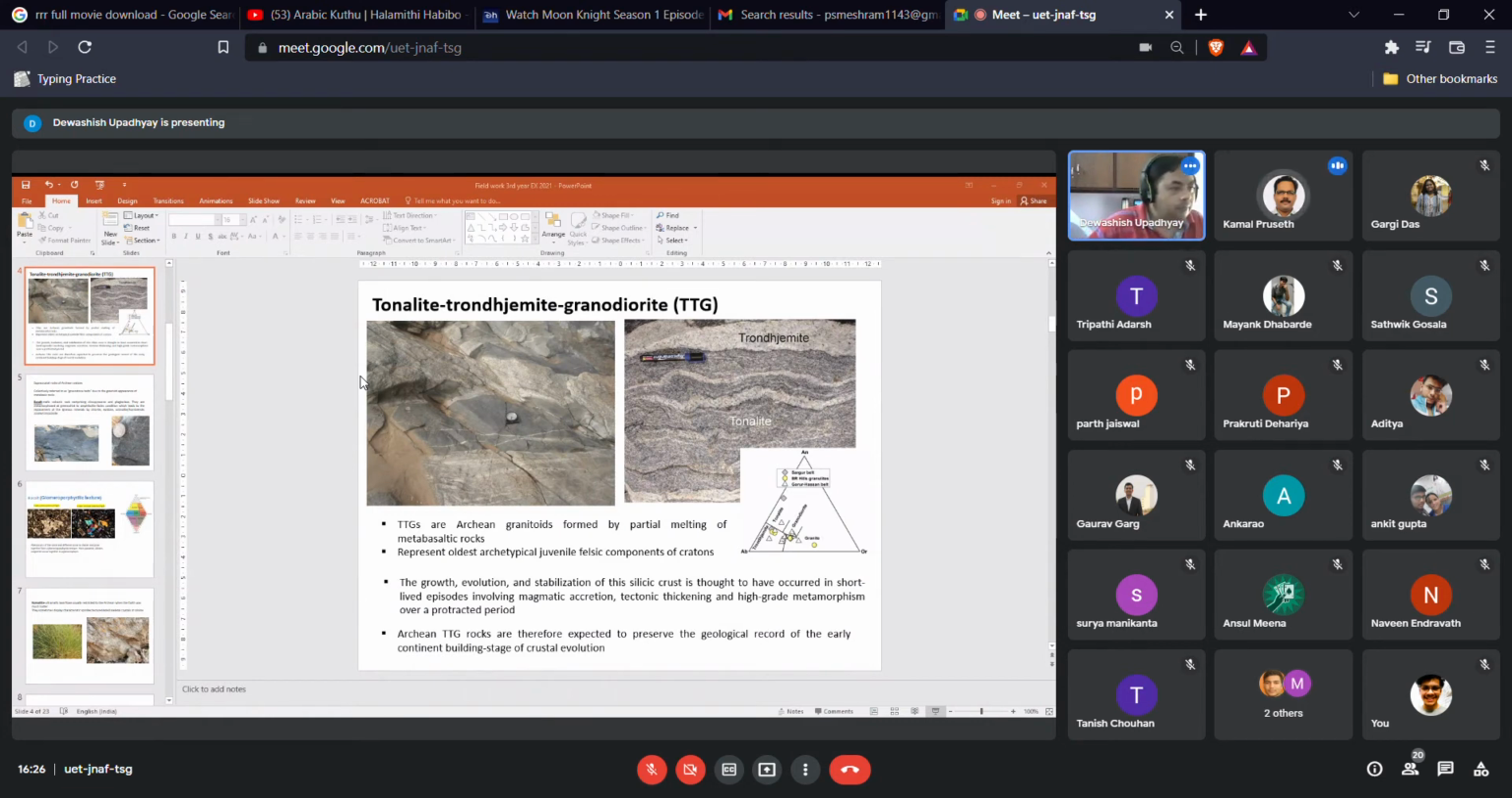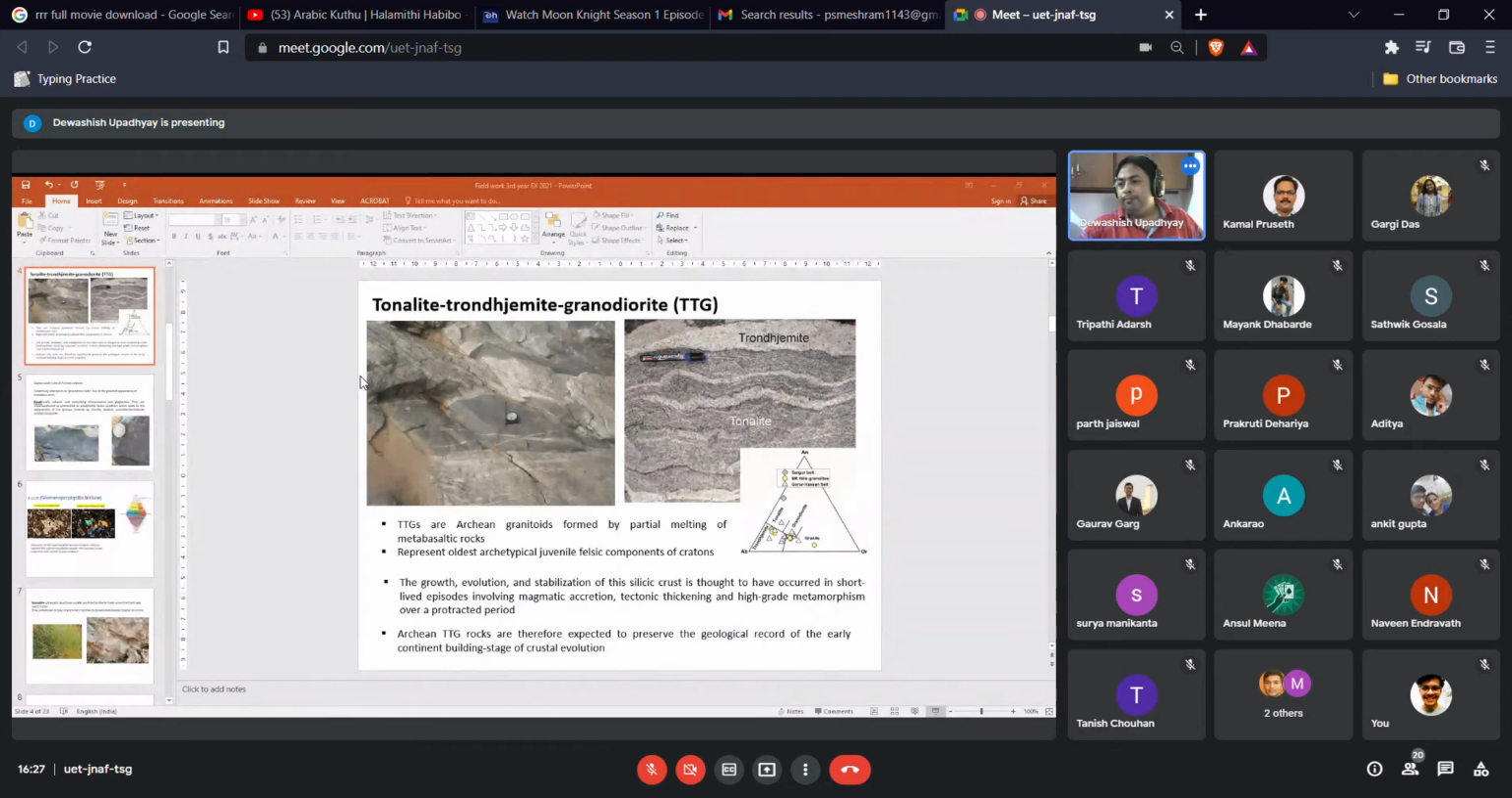So the TTGs are Archean granites or granitoids. They are formed by partial melting of metabasalt. So you partially melt a metabasalt and you produce a TTG. Now, what exactly are TTGs? If you look at this triangular diagram, which is used to discriminate between the different types of granitoids on the basis of their normative anorthite, albite, and orthoclase content.